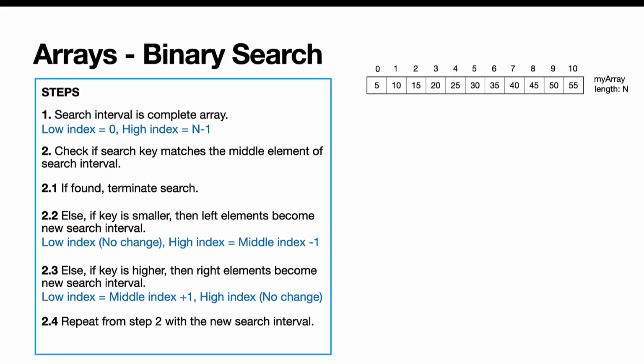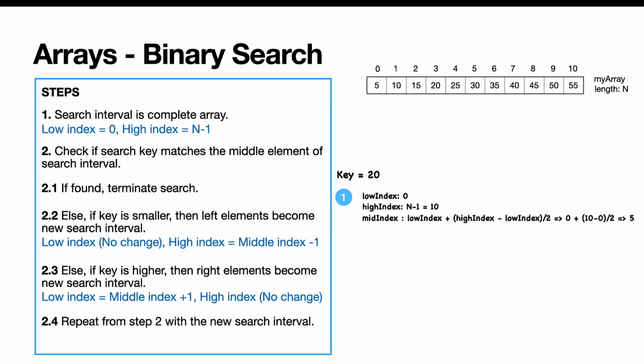Now that we have seen the three different outcomes of a binary search step, let's look at a couple of examples. In the first example, let's search for the key 20 in our array. For the first search step, we will consider the complete array for our search interval. Low index is 0. High index is n minus 1, which is 10. Middle index is 0 plus (10 minus 0) divided by 2, which equals 5.